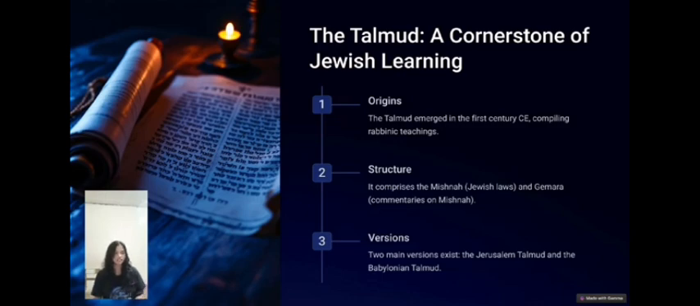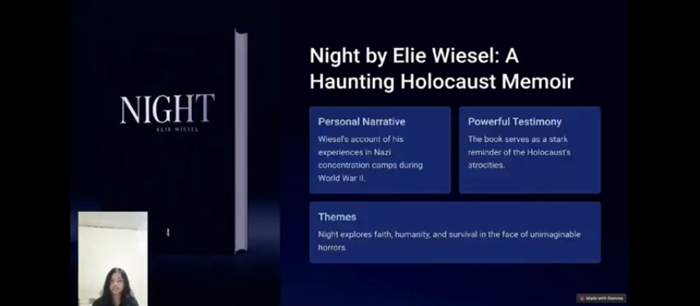So next we have Night. Night was written by Elie Wiesel and published in 1956. The novel is Wiesel's account of his experiences in Nazi camps during World War II. It explores the themes of faith, humanity, and survival.